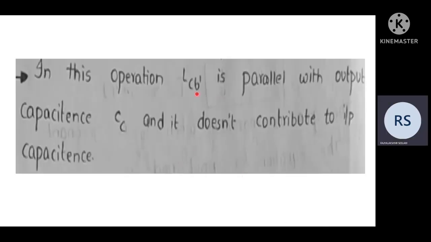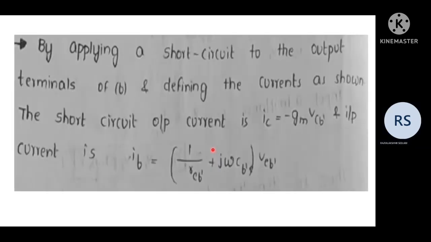So in this operation, LCB dash is in parallel with the output capacitance CC, and it does not contribute to the input capacitance. By applying a short circuit to the output terminals and defining the currents as shown, the short circuit output current is IC equals minus GM VCB dash, and the input current is IB equals 1 by RCB dash plus J omega CB dash into VCB dash.